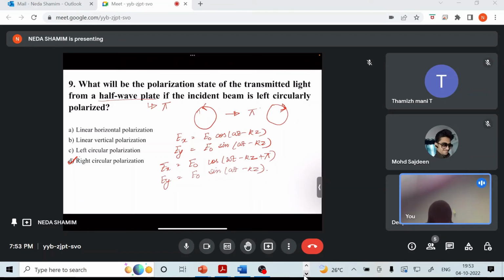So this component now becomes, am I making some mistake? No, this will now again reverse its sign. It will simply reverse its sign, minus E0 cos of (omega t minus kz). So whatever polarization you had previously, it will be the reverse of that polarization. Left circularly polarized becomes right circularly polarized. If I have right circularly polarized light, it will become left circularly polarized when it is passed through a half-wave plate. Now next question.